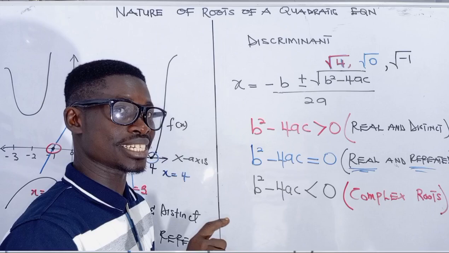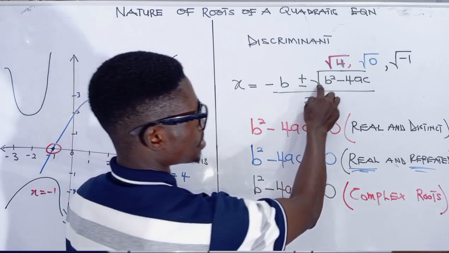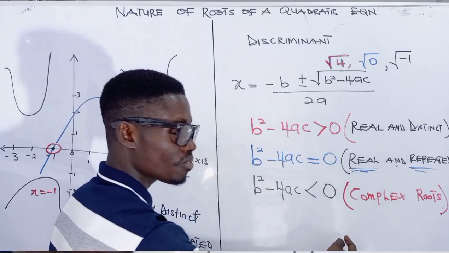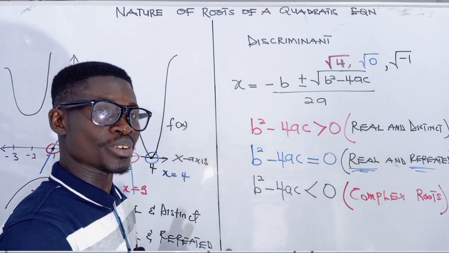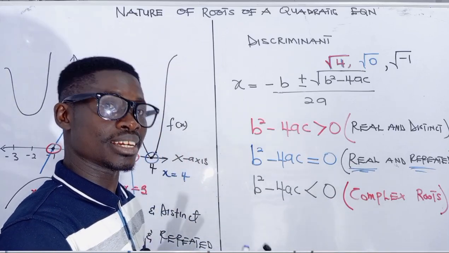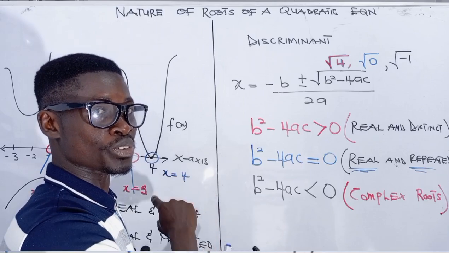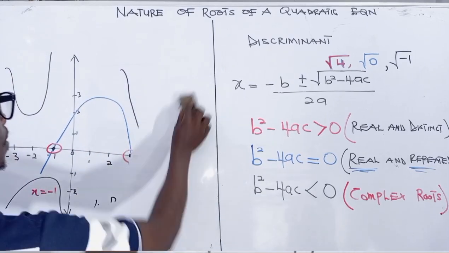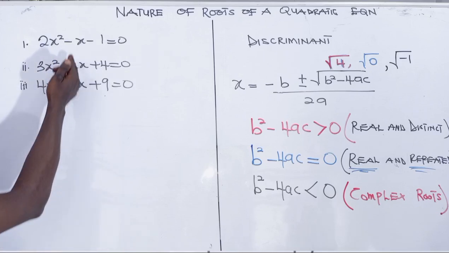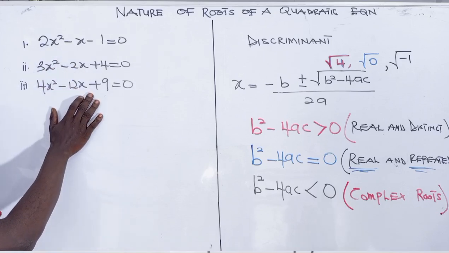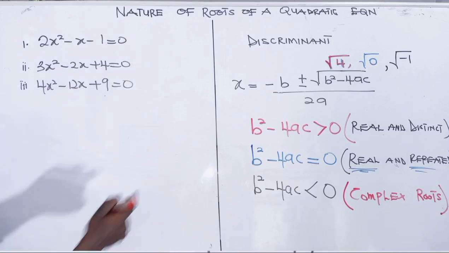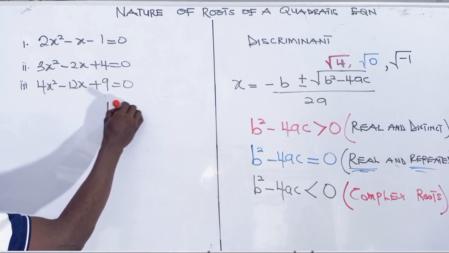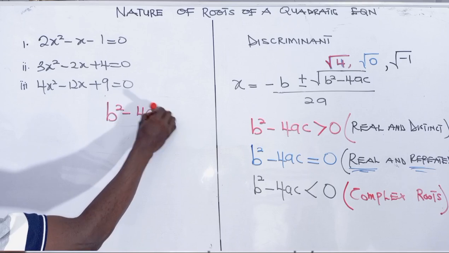So this is why we are saying that the expression under the radical sign will determine the nature of the roots. Now that you understand this concept, let's determine the nature of the roots of the following quadratic equations. So we want to describe or determine the nature of these quadratic equations, and in doing that we are going to make use of what? The discriminant, which is giving us b squared minus what? 4ac.